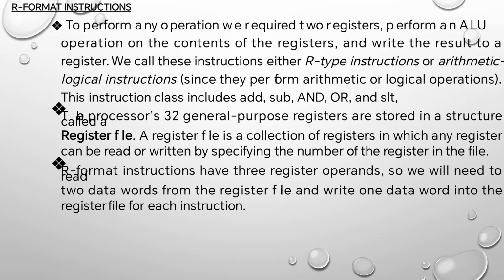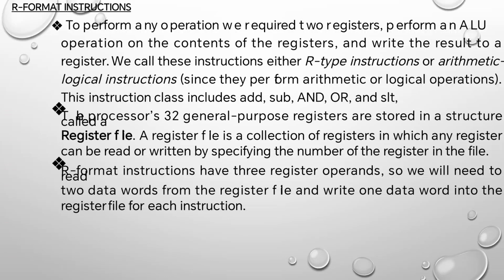R-format instructions. To perform any operation, we require two registers, perform an ALU operation on the contents of the registers, and write the result to a register. We call these instructions either R-type instructions or arithmetic-logical instructions. These instructions include add, sub, AND, OR and SLT. The processor's 32 general purpose registers are stored in a structure called a register file. A register file is a collection of registers in which any register can be read or written by specifying the number of the register in the file.